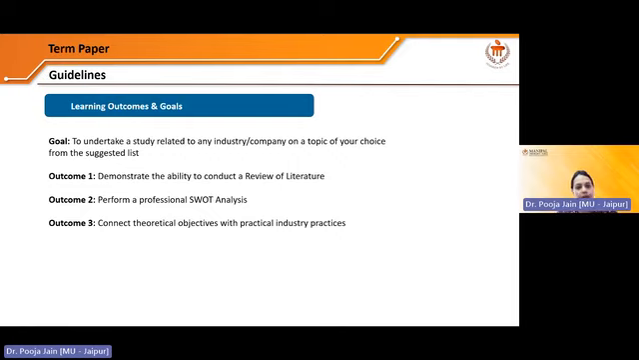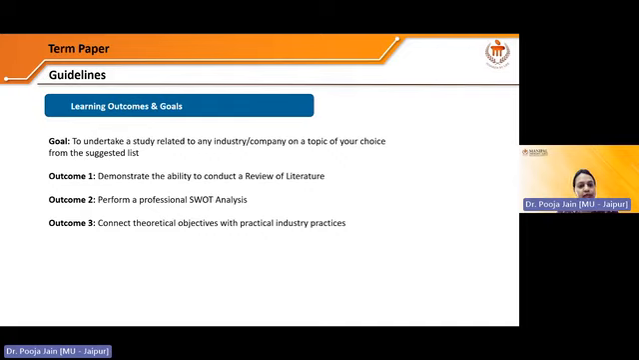The second outcome of the term paper is to perform a professional SWOT analysis. What is the full form of SWOT analysis? S stands for strength, W stands for weakness, O stands for opportunity, and T stands for threat. After completion of the review of literature, you will be able to do the SWOT analysis of the particular topic which you have connected with the industry or a company.